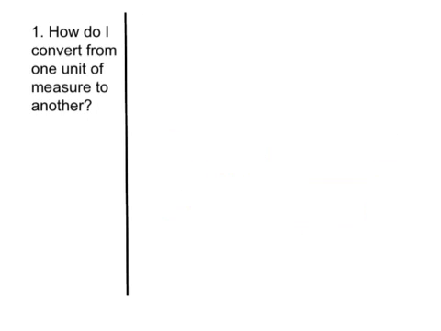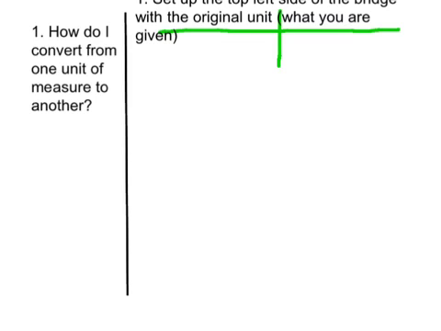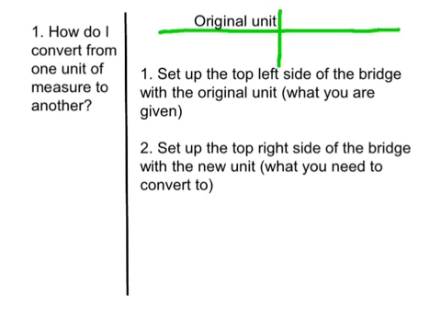Okay, so now we're going to go over the 5 different steps of setting up these bridges in order to cancel the original unit and get to our new converted unit. So here we have, again, our skeleton of our bridge that we're going to use to convert things. And again, just like I said earlier, we're going to set up the top left side of the bridge with our original unit, with what you are given. You're always, always, always going to start on that top left-hand side with whatever unit you're given. Okay, so there's our original unit on the top left-hand side.